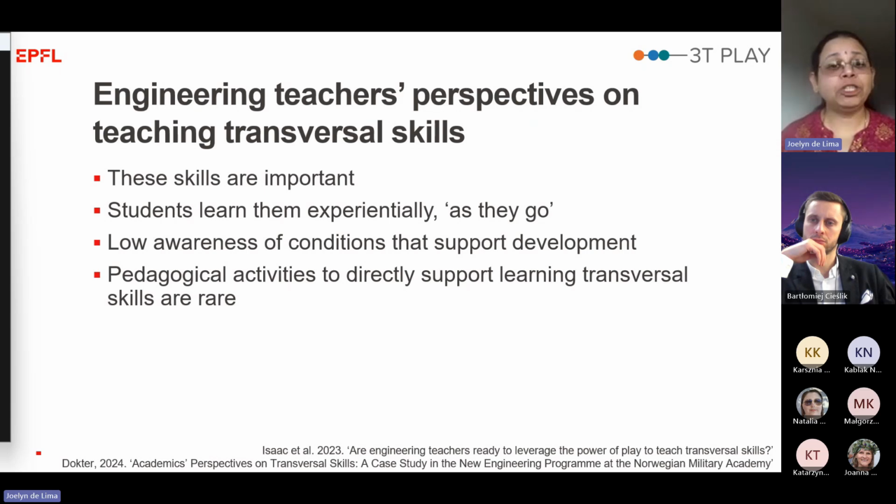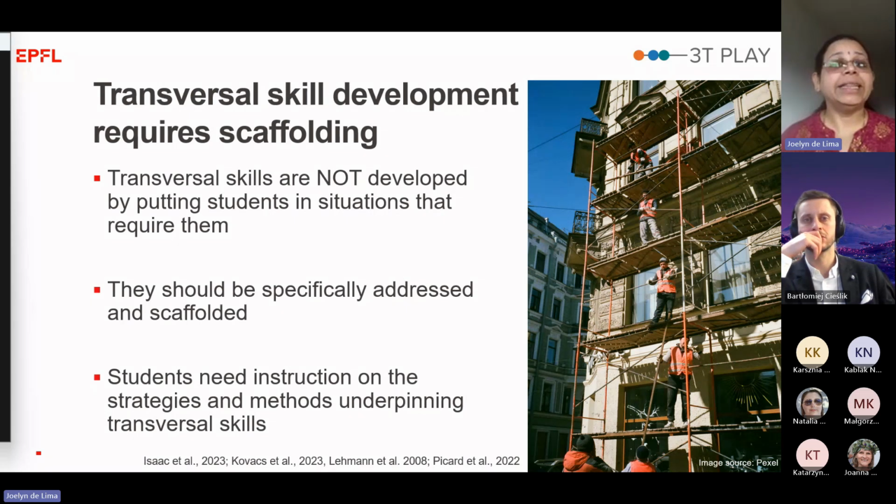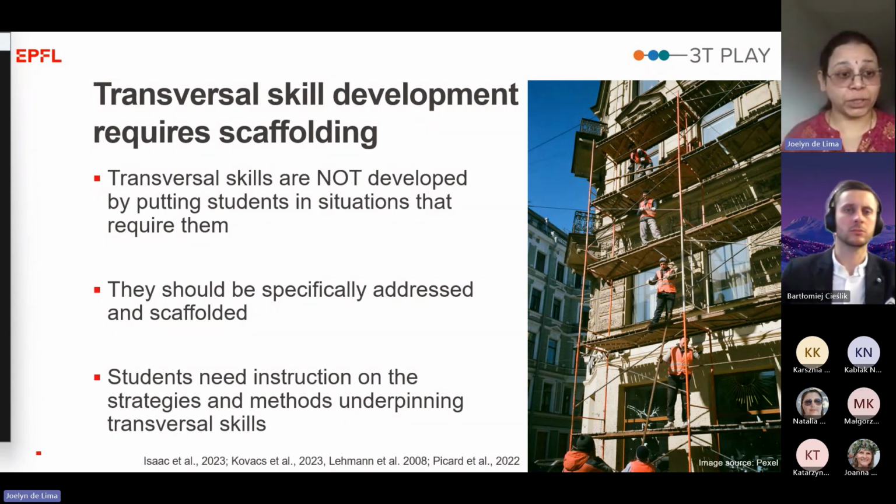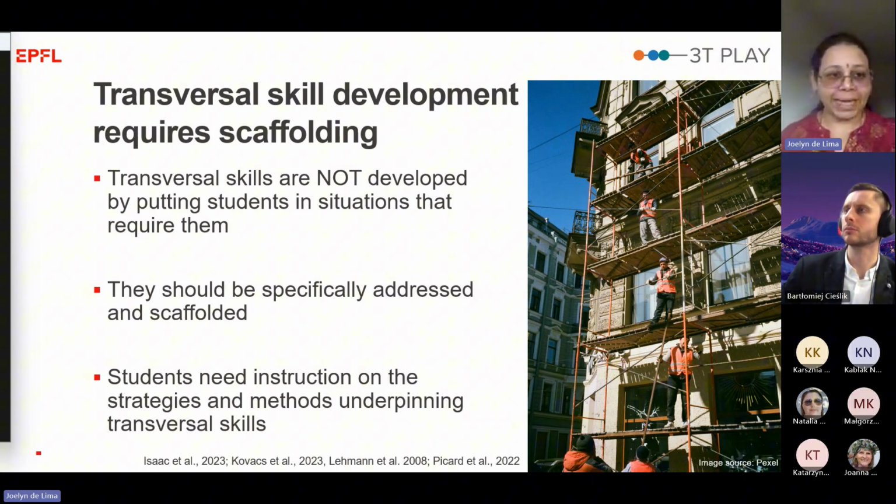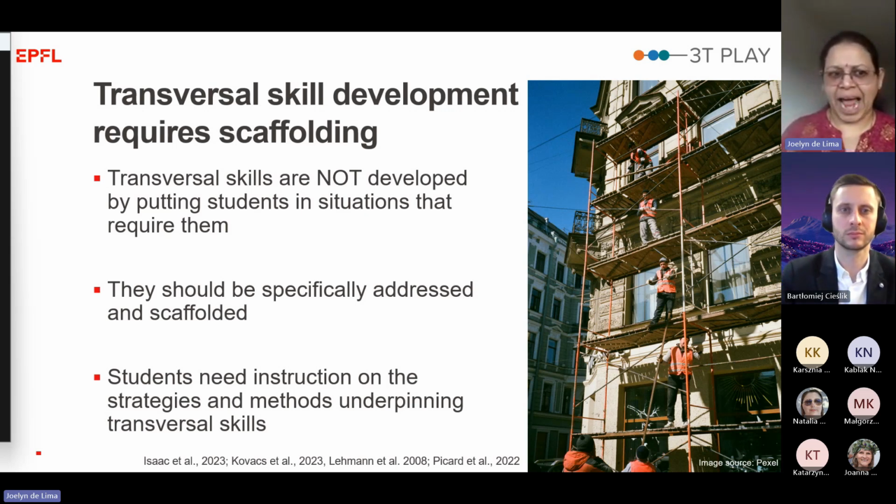However, literature has shown us time and time again that transversal skill development requires scaffolding. They are not developed by just putting students in situations that require them. Think of it this way. You can throw a child in the river and expect them to swim, and some of them will swim, but maybe some of them will drown.